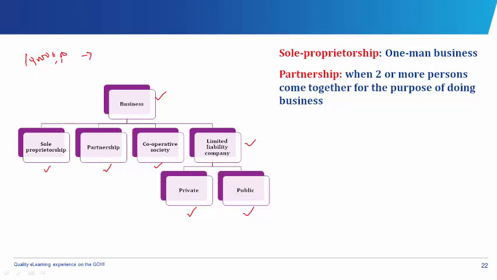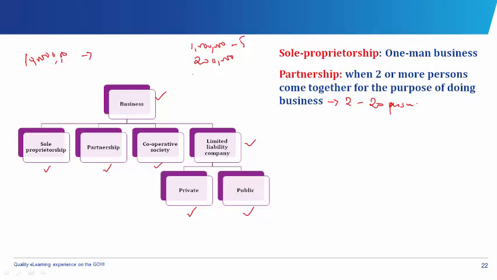Now let's look at another type, partnership. Partnership is when two or more persons come together for the purpose of doing business. Now, partnerships are mostly registered by the government and usually require from 2 to 20 persons. These 2 to 20 persons contribute money to do this business. Let's say they require 1 million naira to do this business, and there are just 5 of them. They say, okay, let's contribute 200,000 naira each, and we'll share the profits based on our contribution.